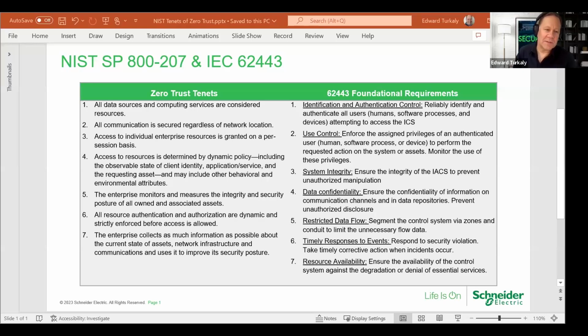NIST SP 800-207 defines zero trust as seven tenets. IEC 62443 never says zero trust explicitly, but it is implicitly implied by the various defined IEC security levels. What I'm sharing here is a map of the seven tenets of zero trust and the IEC foundational requirements. I'm not going to read it, but I just wanted to simply show that this can be mapped. We are looking at zero trust, the tenets, and how that applies to 62443.